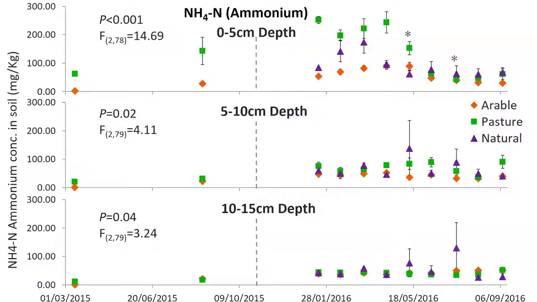However, we can see that the natural marsh is behaving quite variably over time. With these two areas of our sites, we had over 1,000 milligrams per kilogram of soil of ammonia. And again, at the bottom layers, we have very little effect or any nutrients present.